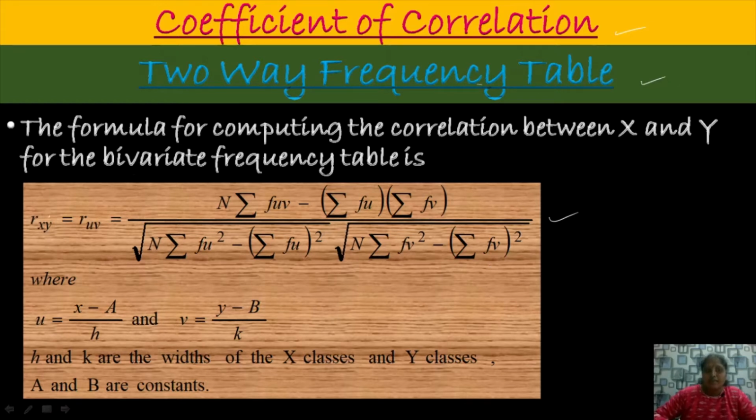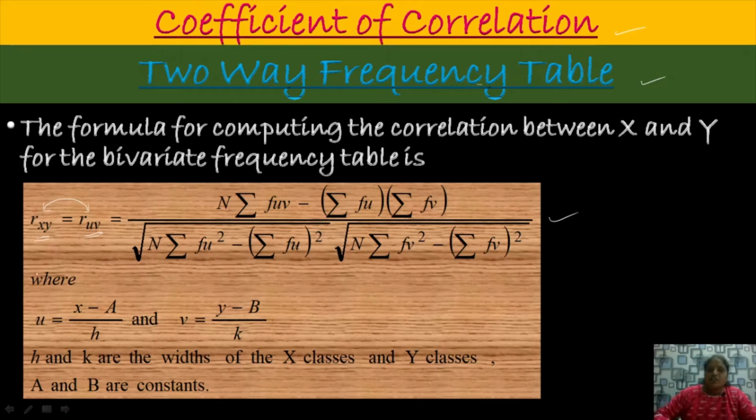Look here, the coefficient of correlation between x and y is the same as the correlation coefficient between u and v. This is based on the property of the correlation coefficient that it is independent of change of origin and scale. Due to this property, the coefficient of correlation between x and y is the same as that between u and v. We make use of this formula to calculate the correlation coefficient for a bivariate frequency distribution.